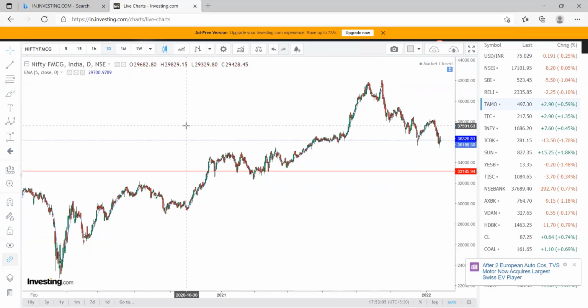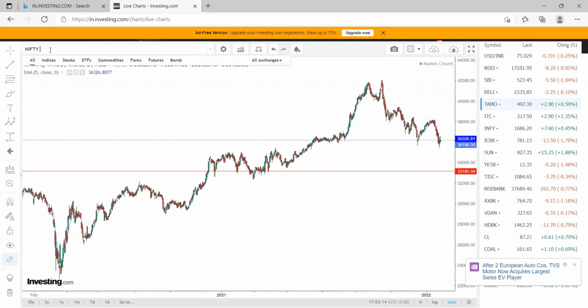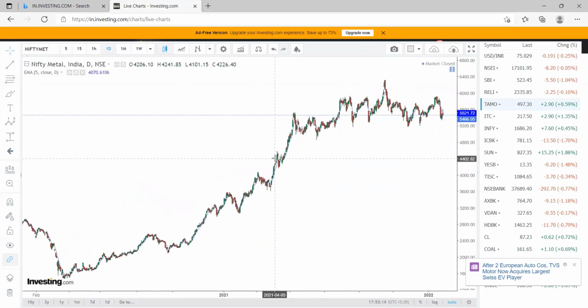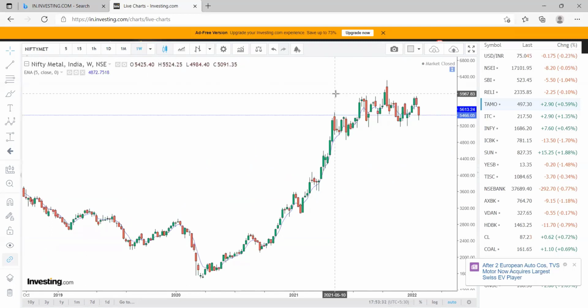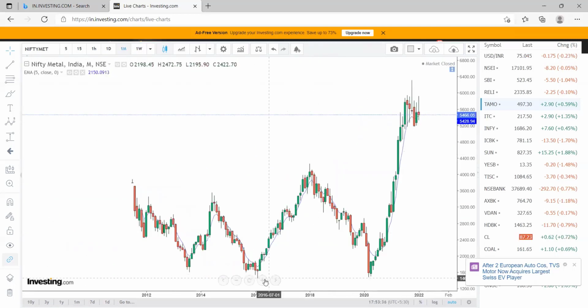So Nifty IT, Nifty Auto, FMCG, Bank Nifty, and our Nifty 50 we have seen. Let us see Nifty Metals. Nifty Metals would be a little better. Let us see how the Nifty Metals are doing. So if you see Nifty Metals, they are still sideways, not great, but at least not in a downtrend. Okay, so let's see on weekly. Weekly is quite sideways. And monthly, this is also sideways.